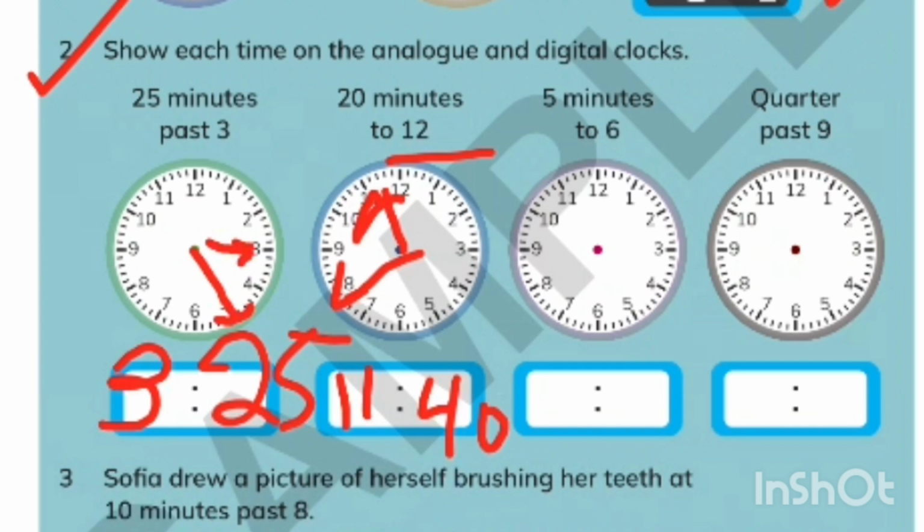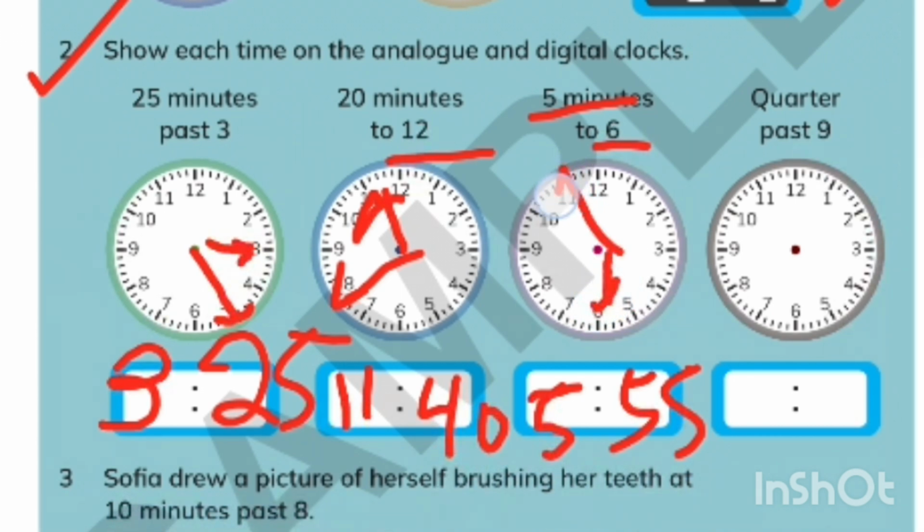Now 5 minutes to 6. It means 5 minutes are remaining to 6 o'clock. So we will not count 6, we will count 5. And 5 minutes means 5:55. It means the small needle is in between 5 and 6, and the big needle is on 11. So this is 5:55, means 5 minutes to 6. Means after 5 minutes there will be 6 o'clock.